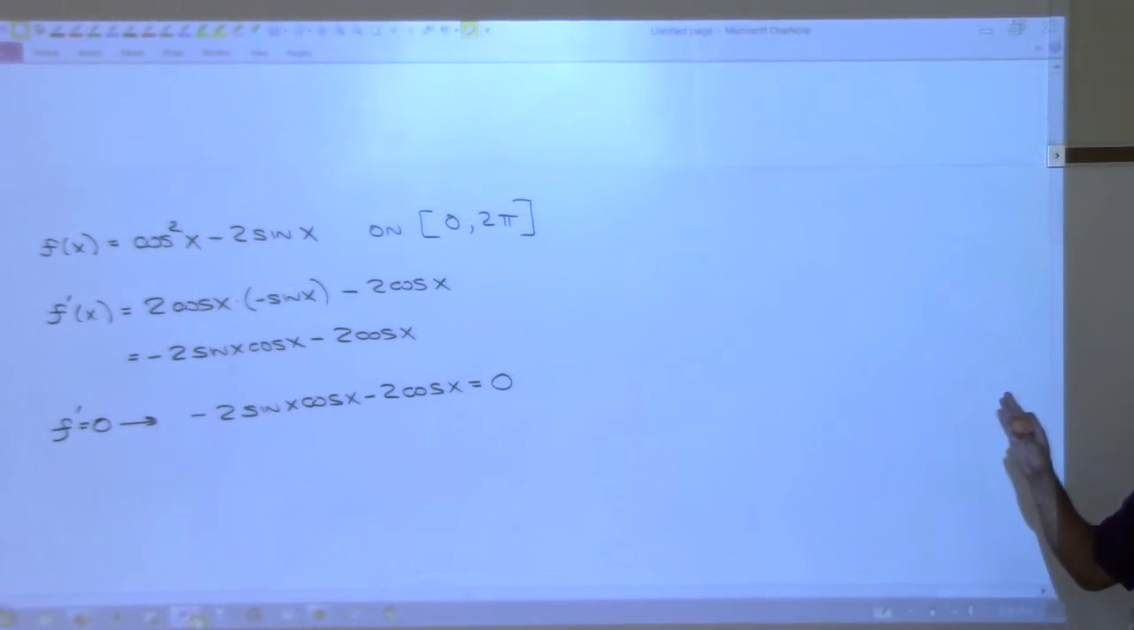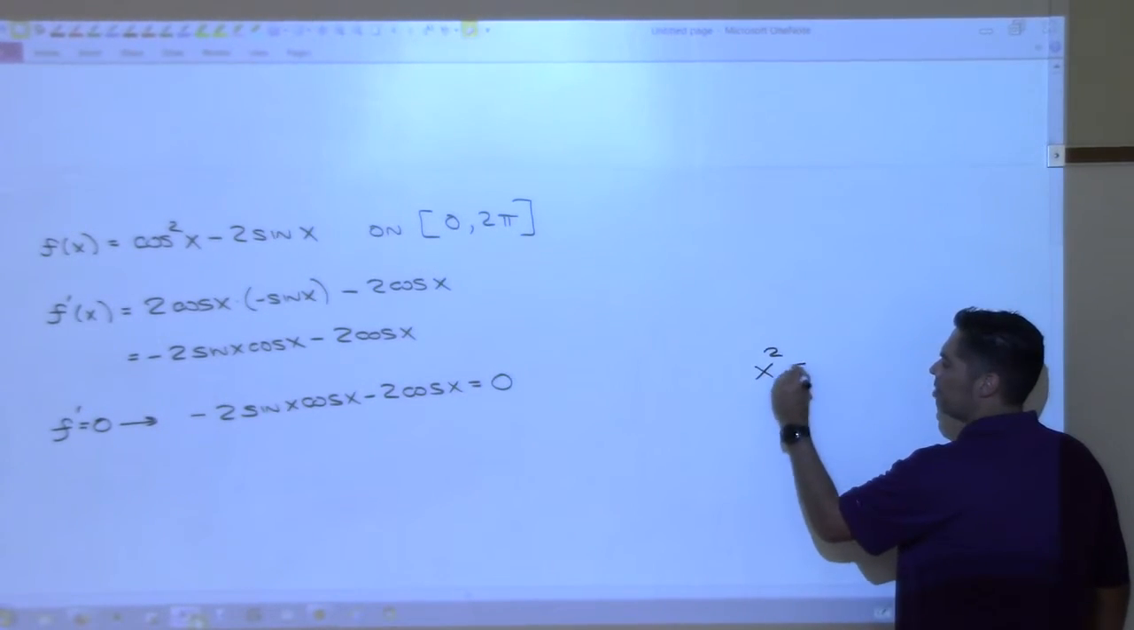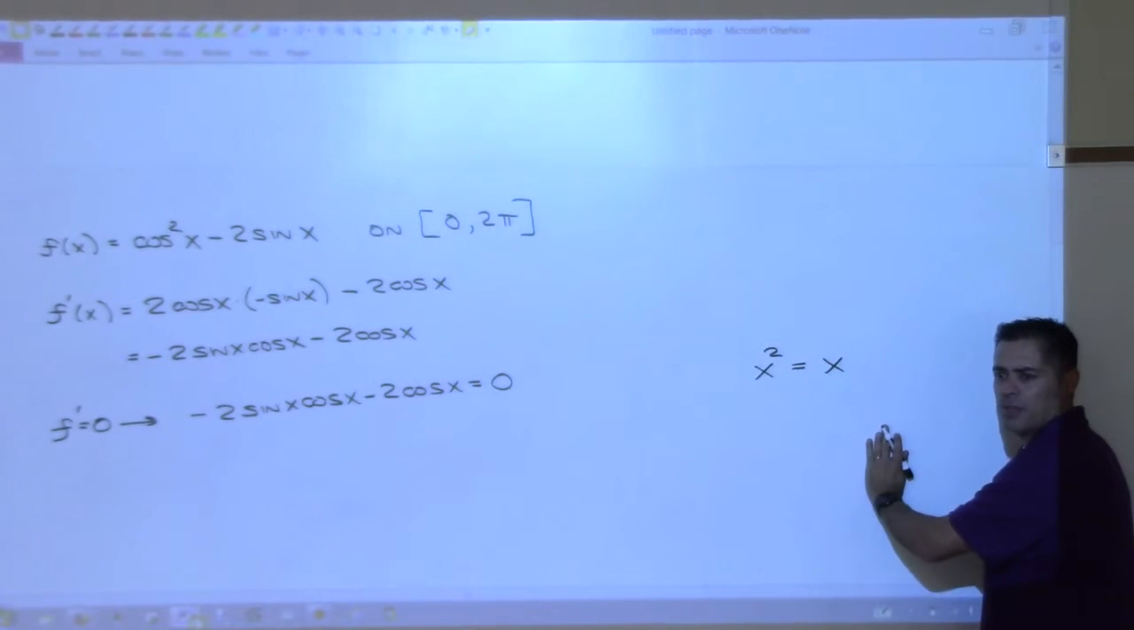I heard move the 2 cosine x over. Yeah, but if you add 2 cosine to both sides, then you can divide out the negative 2 from both sides. You end up with sine. Hold on. Do you remember, did I ever tell you all about a problem like this and how to solve this? I feel like I have. No?